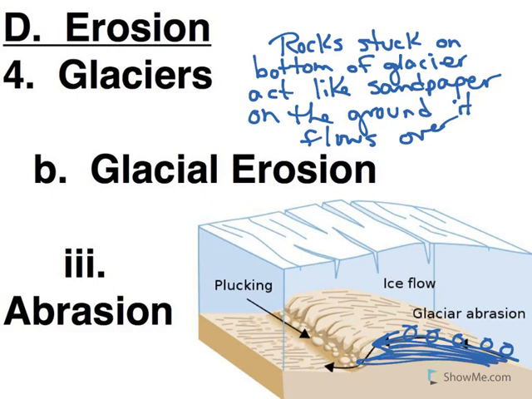So glaciers can do quite a bit. The northern Midwest is as flat as it is because of glaciers. During the last ice age, glaciers came down through that region and seriously flattened the terrain. And so even though glaciers don't move quickly, they can have a tremendous effect on the landscape through these various processes of erosion.